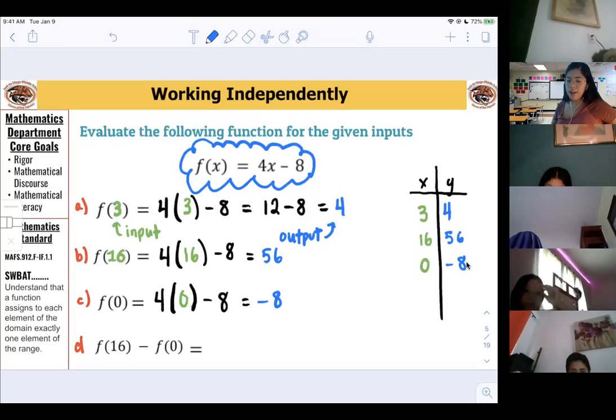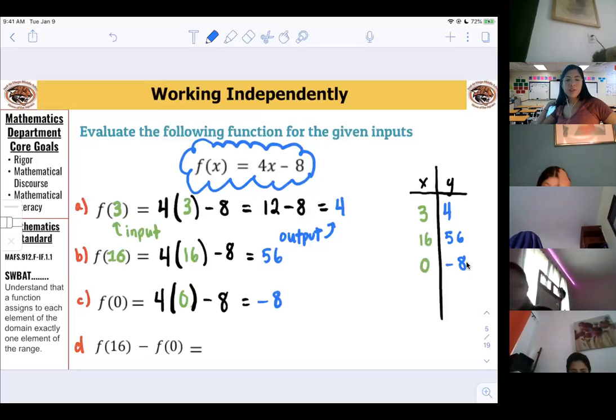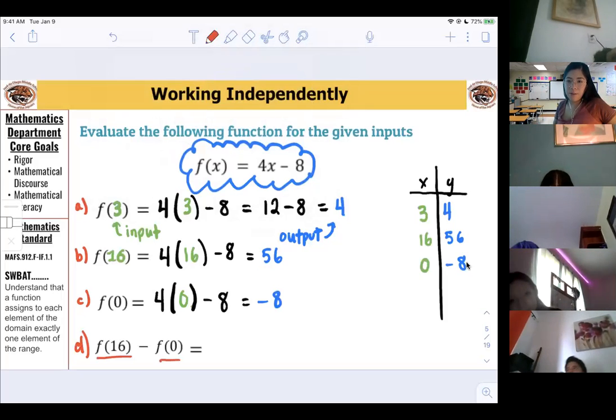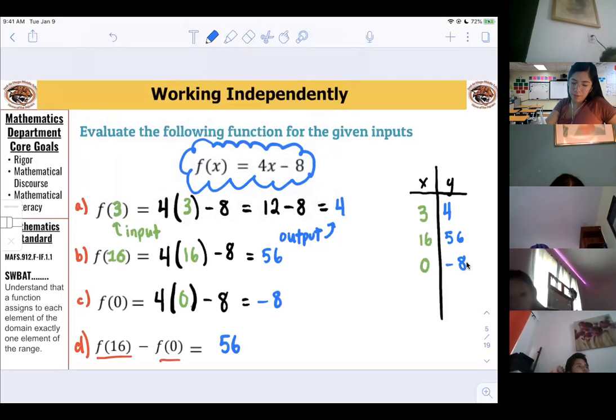Cool. All right, so now let's take a look at this final question. This final question's a little bit different, but they love asking this type of question. What it's basically saying is evaluate f of 16, evaluate f of 0, and then subtract the two numbers you get. Luckily, we already evaluated f of 16. What was f of 16? 56. And what was f of 0? Negative 8.